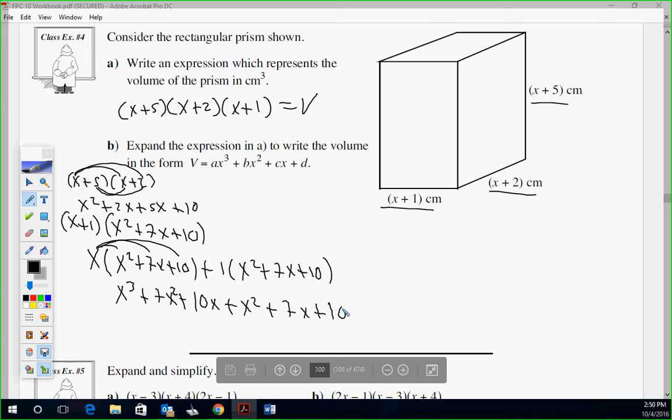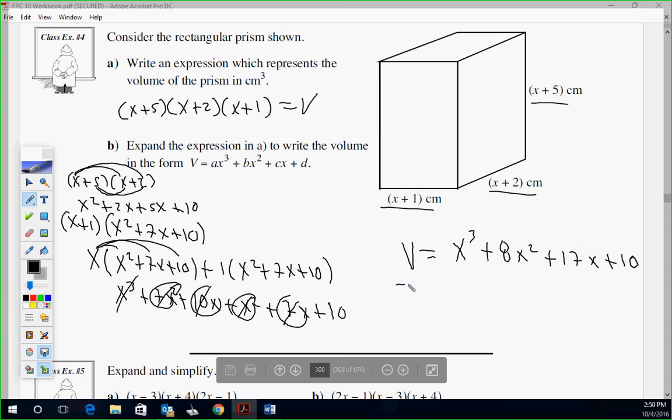Okay, and then lastly, this stands for volume. V equals, the expression for volume is x cubed. There's only one x cubed. There is a 7x squared and a 1x squared. That's 8x squared. There's a 10x and a 7x. That's 17x. And there's a 10. That's it.